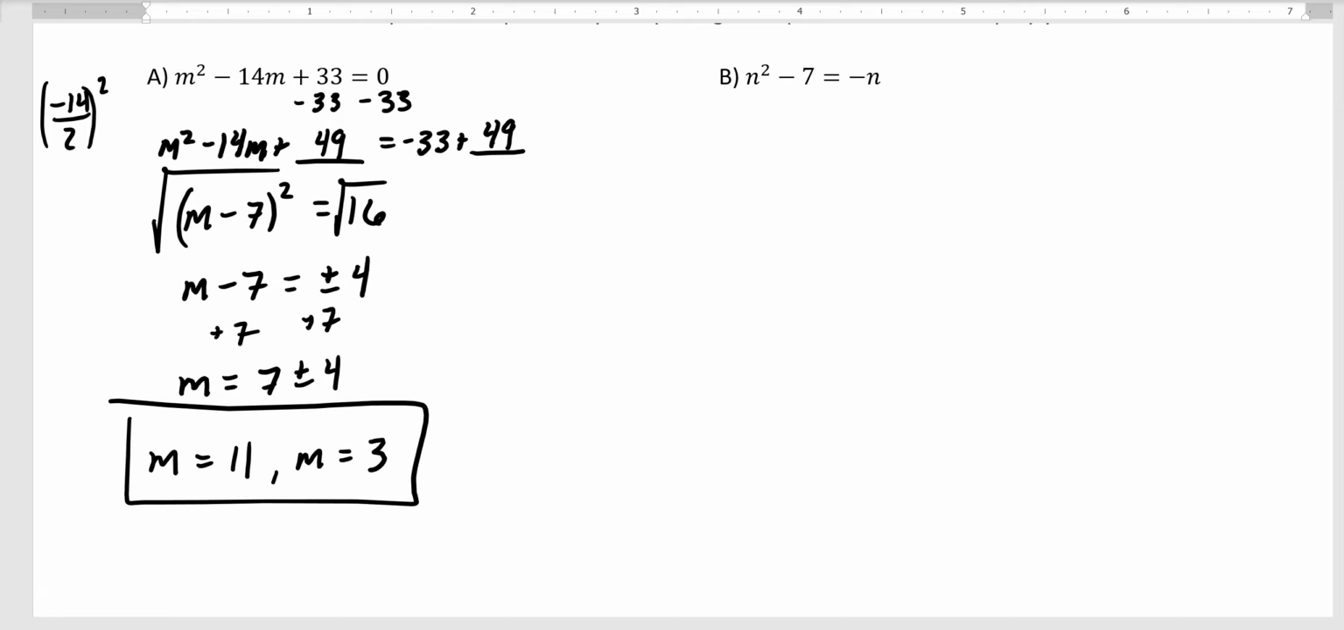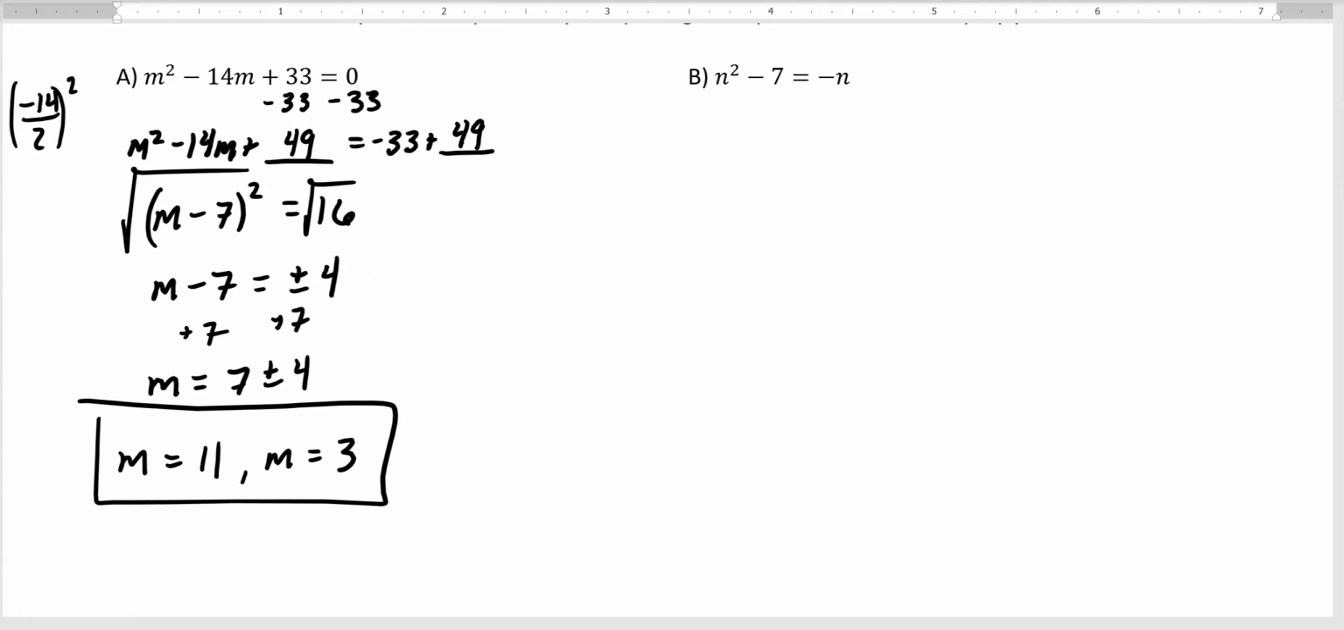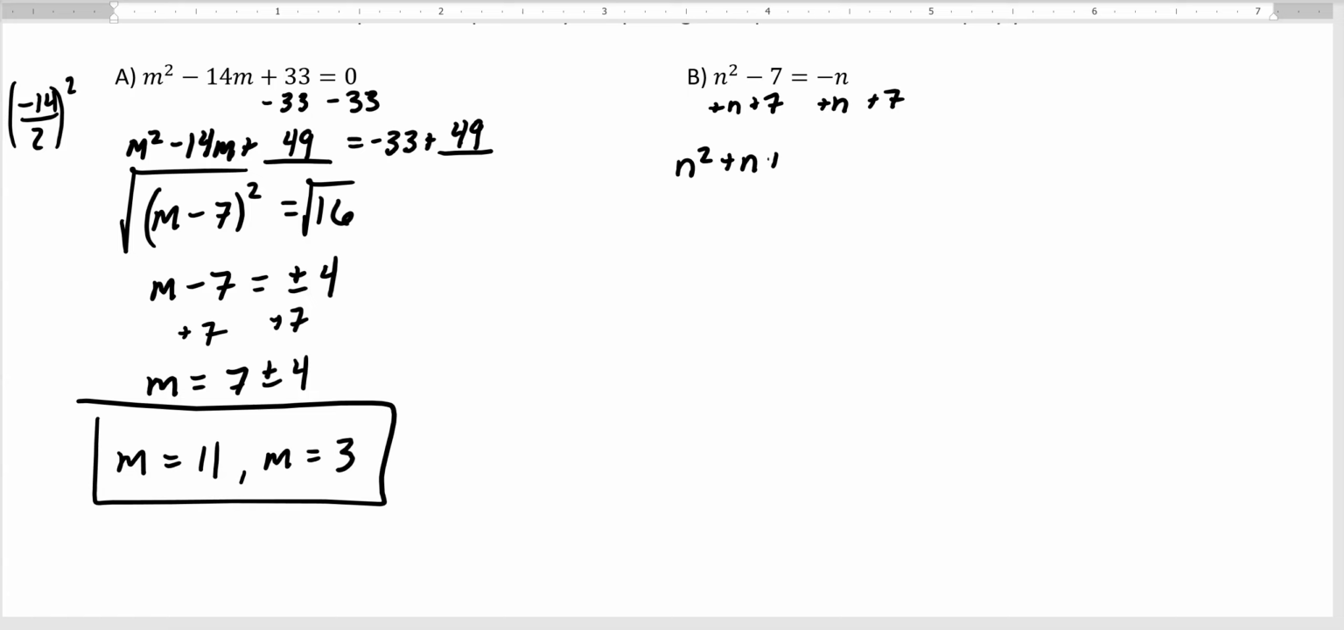So m equals 11, or m equals 3. Very nice. All right, let's look at letter B. n squared minus 7 equals negative n. So I'm going to add n and 7 to both sides so I can get this set up how I like it. So I'll say n squared plus n plus blank equals 7 plus blank. My b value in this case is 1, so 1 divided by 2 squared. So 1 over 2 squared would be 1/4. That's what I'm going to add to both sides.